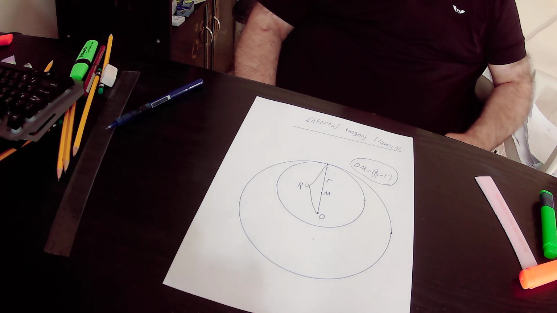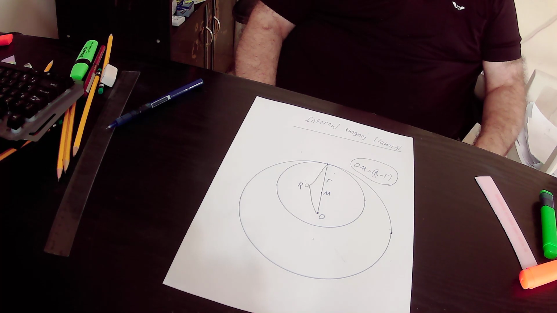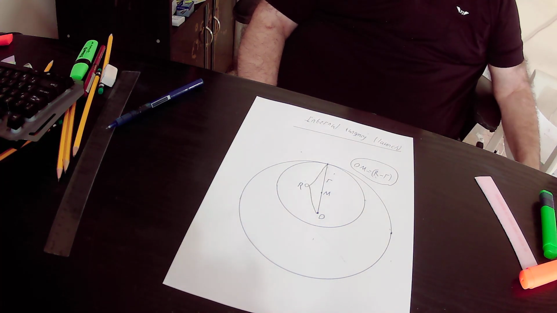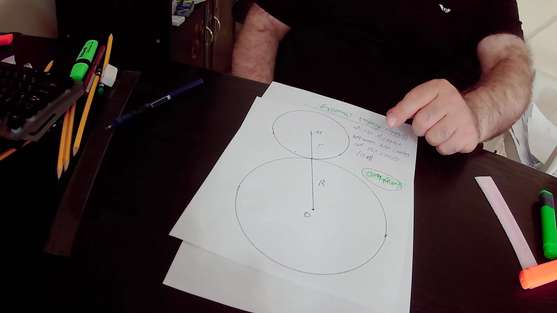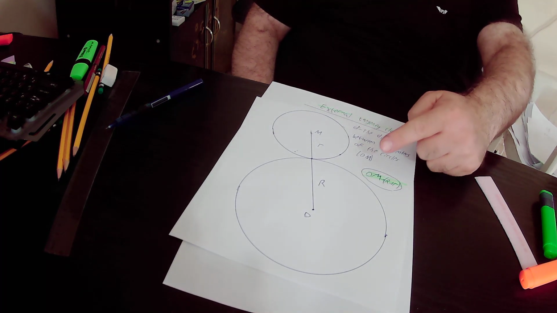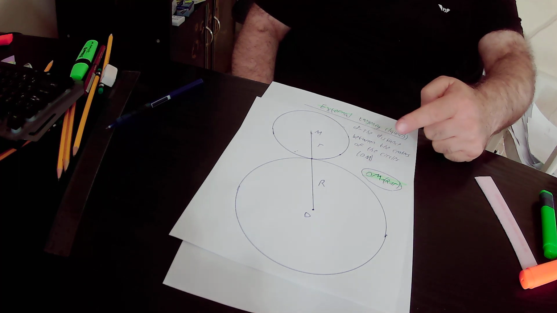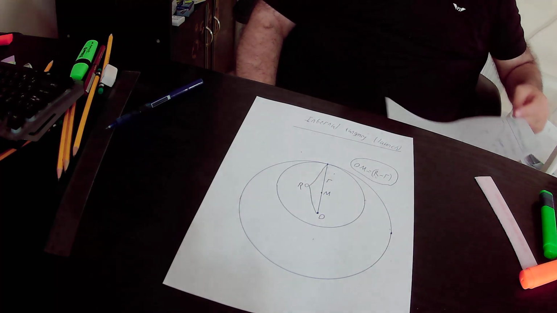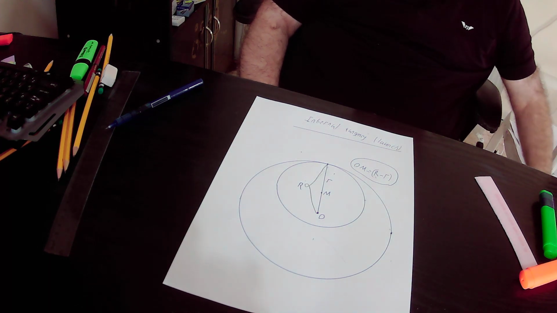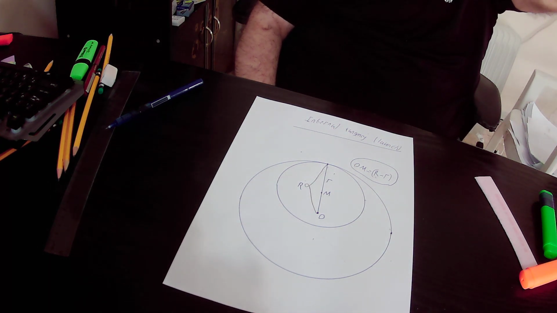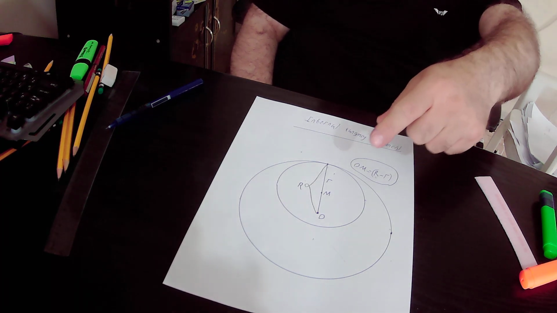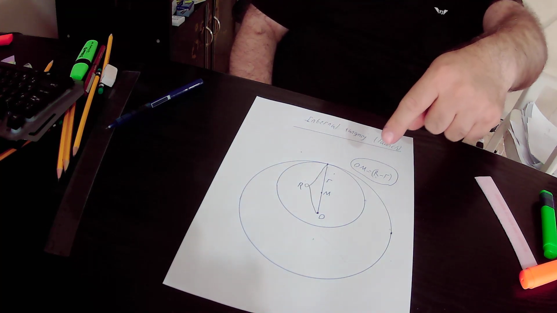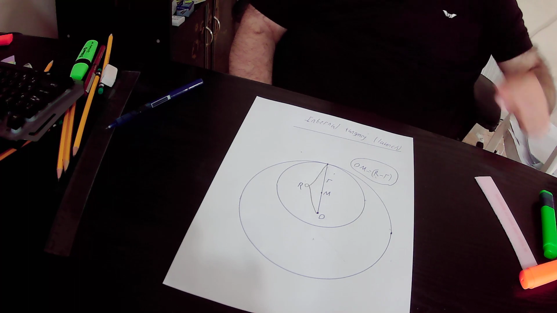Okay, I'll repeat again. Whenever you have an external tangency between two circles, then the distance between the centers will be equal to the sum of the lengths of their radii. That is to say, in this case, capital R plus small r. While if the two circles have an internal tangency between them, like in this drawing, then the distance between their centers will be equal to the difference between the lengths of the radii. In this case, capital R minus small r.